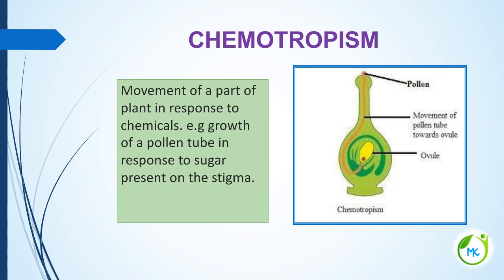And the growth of the pollen tube happens in search of a chemical substance which is nothing but the sugar. So this kind of movement is referred to as chemotropism. Here the sugar acts as the chemical substance. So the pollen tube grows towards the sugar. So this is a kind of chemotropism.